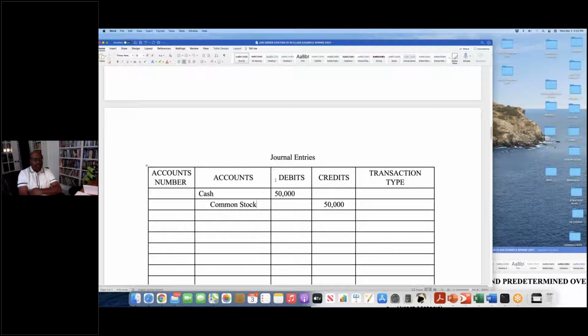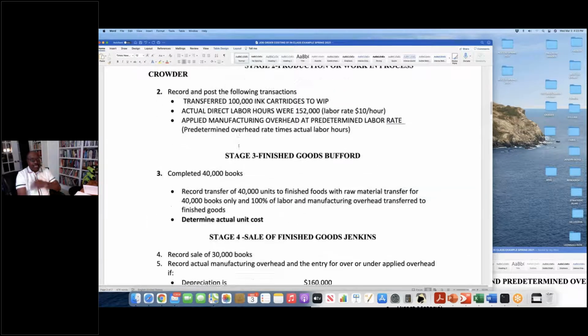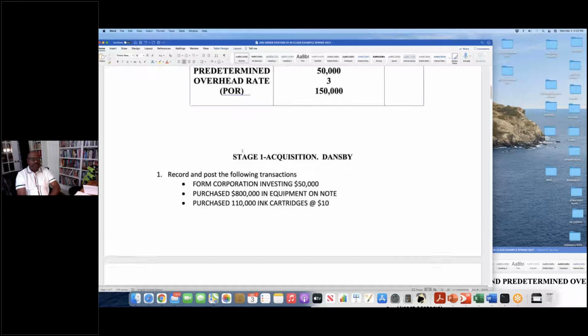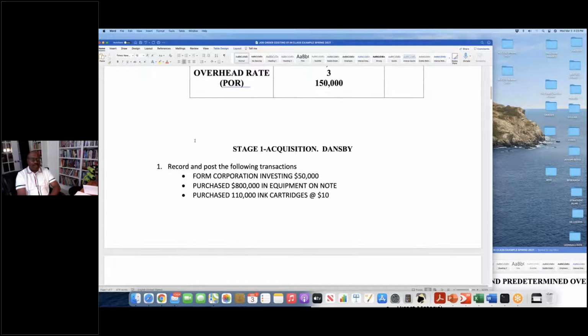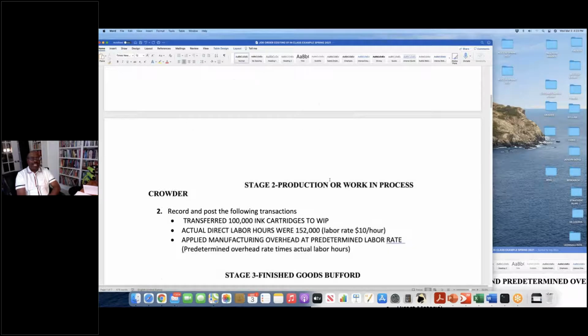Okay, so we got the cash in the common stock. What's the next thing we're gonna do? It's going to be good sometime when we're working on problems to go ahead and print a hard copy. I don't think it's raw materials. They purchase some equipment. Okay, yeah, equipment on note.